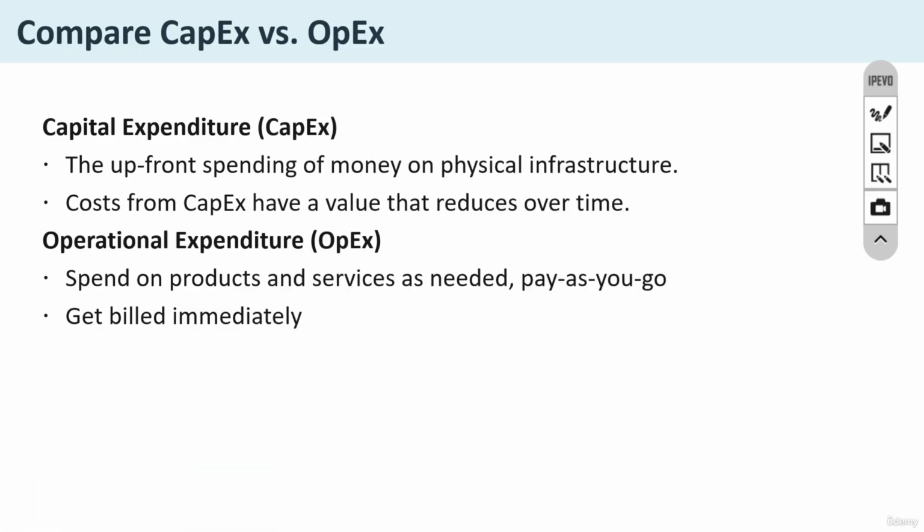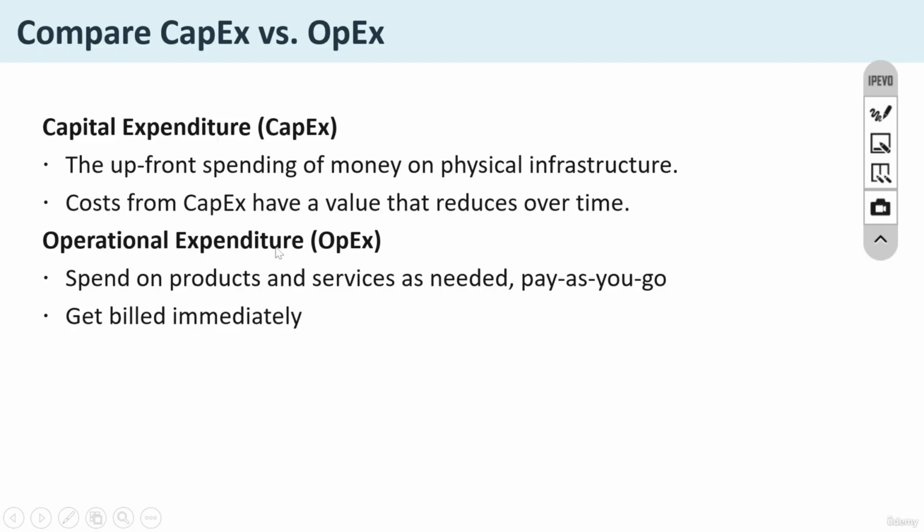CapEx is mainly known as capital expenditure. It is the upfront spending of money on physical infrastructure. For example, if you own an office, you want to have multiple laptops or desktops or data centers or any other product or equipment that you want to manage, you have to purchase them directly. In CapEx, the cost has a value that reduces over time.